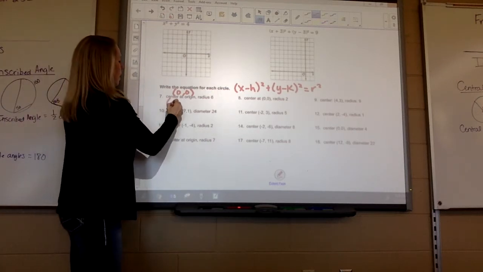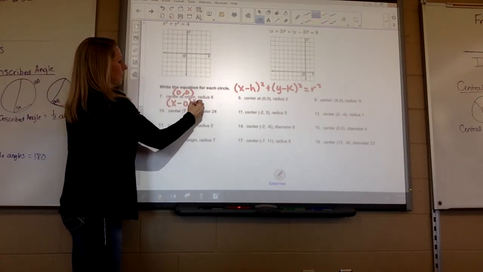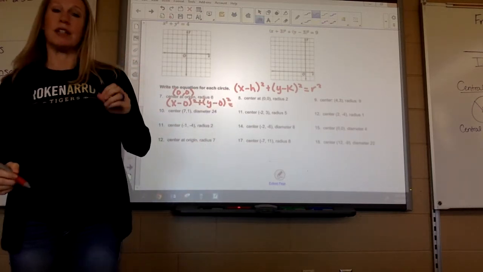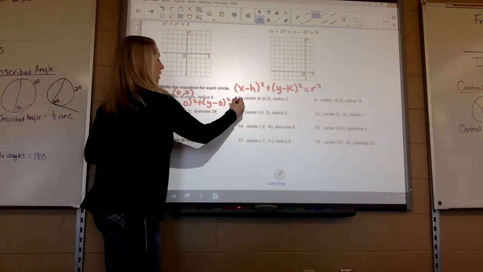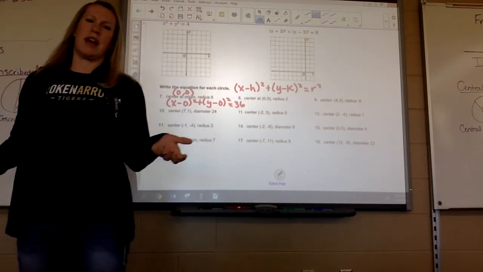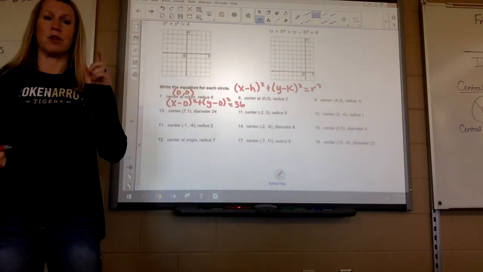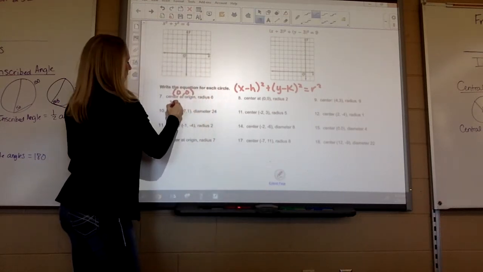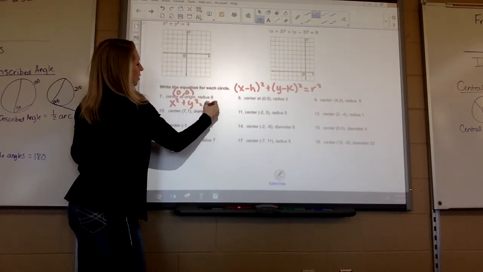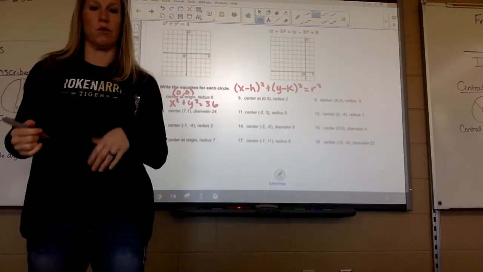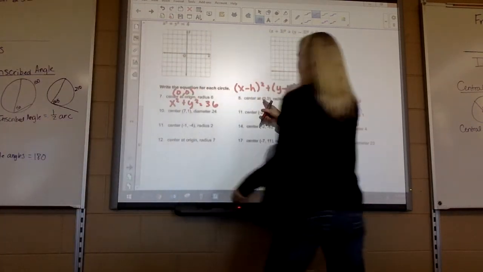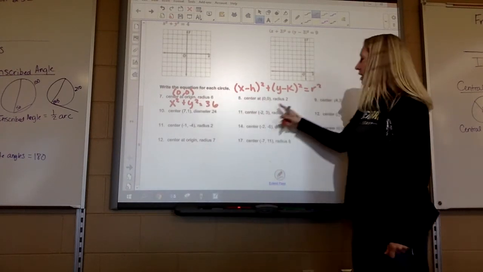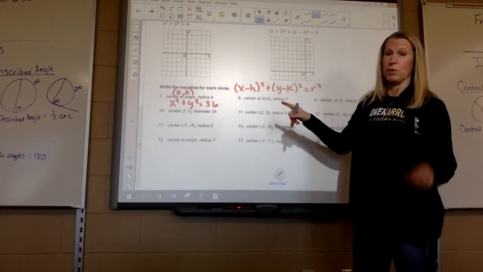So I could just plug in (x − 0)² + (y − 0)² = the radius squared. So what's 6 squared? 36. Now since it's just x minus 0 and y minus 0, you could write it as just x² + y² = 36, because x minus 0 is just x and y minus 0 is just y. You've got another one with the center 0, 0, so you can just write it as x² + y², and then your radius is 2, so make sure you do 2 squared.